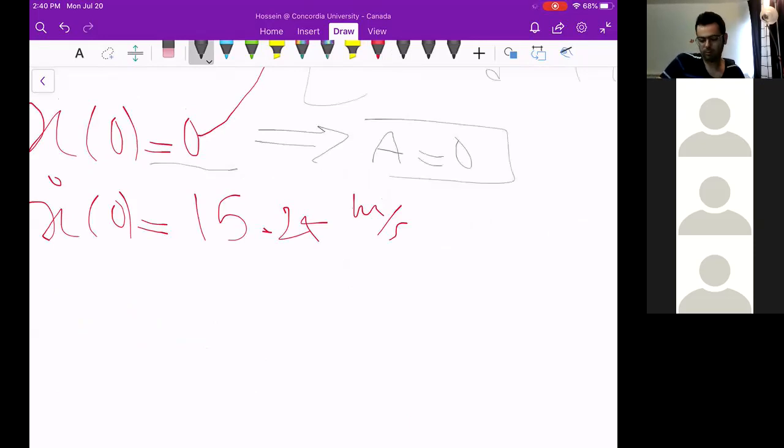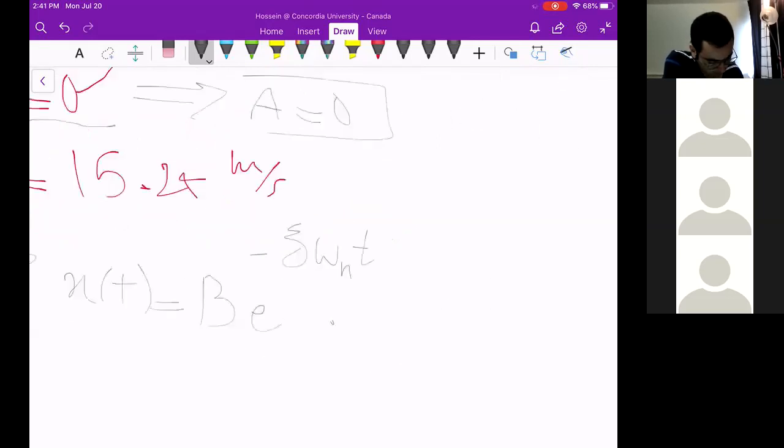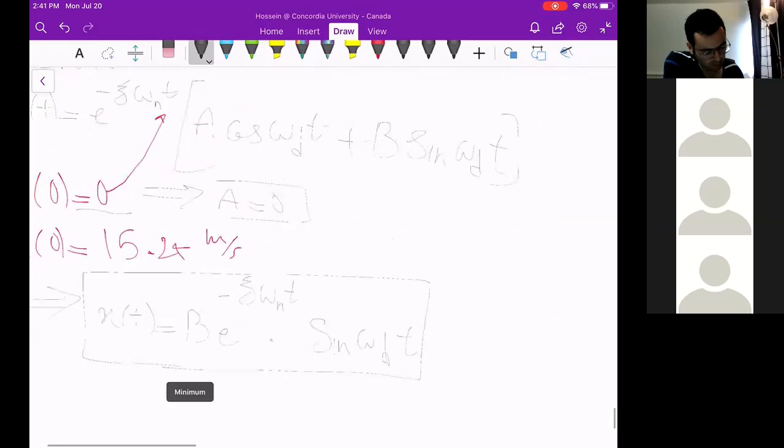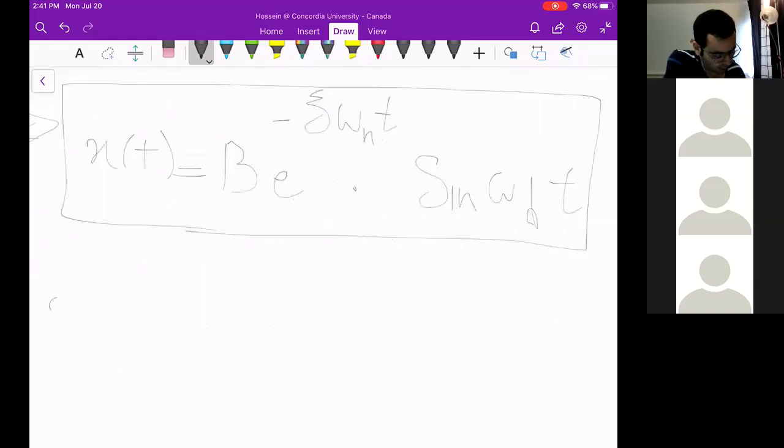Therefore, if a is 0, the response x of t would be b e to the minus zeta omega n t multiplied by sine of the damped natural frequency omega d t. So x dot, the velocity at time 0, is 15.24. You could easily take the derivative of both sides. There is a u times v, so the derivative of uv would be u prime v plus u v prime, right?